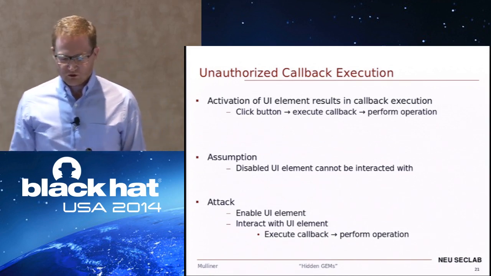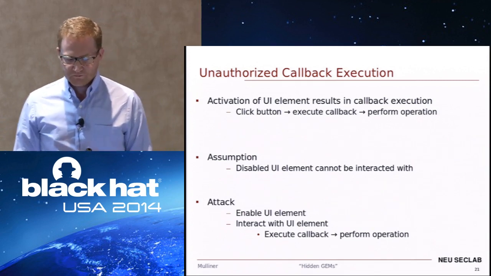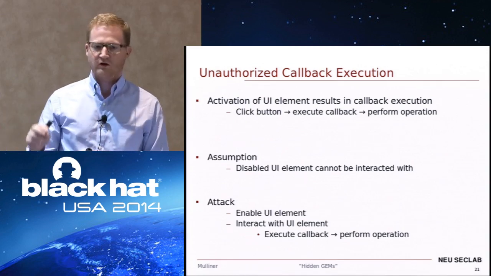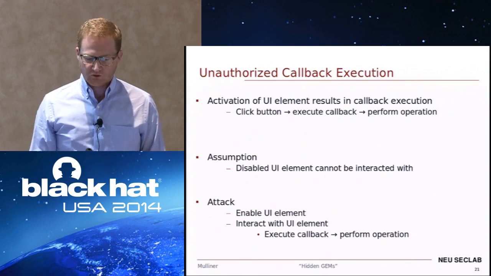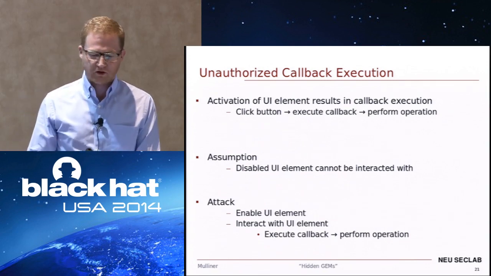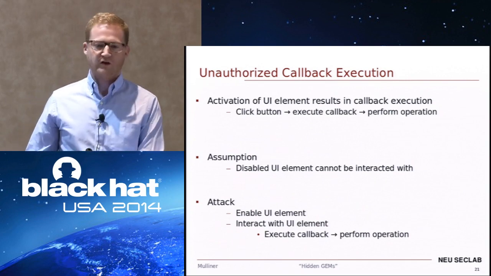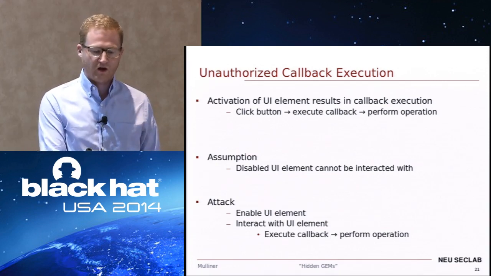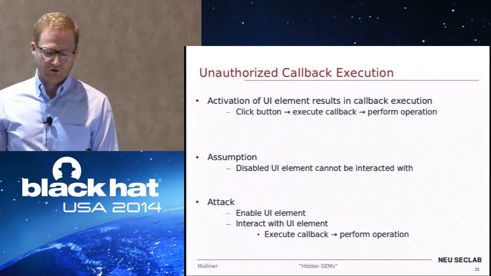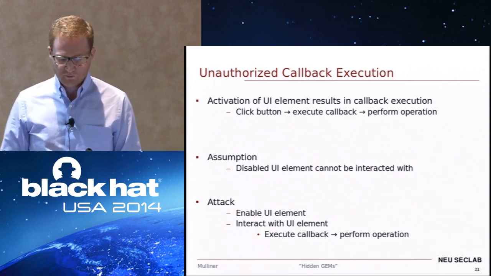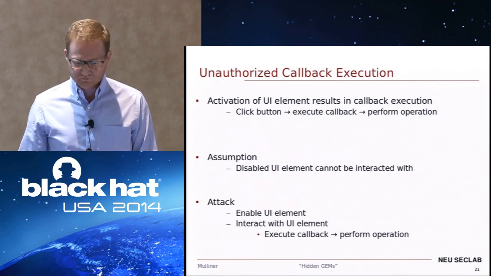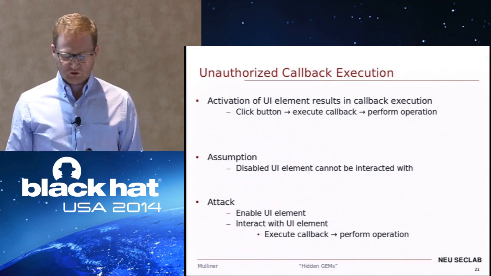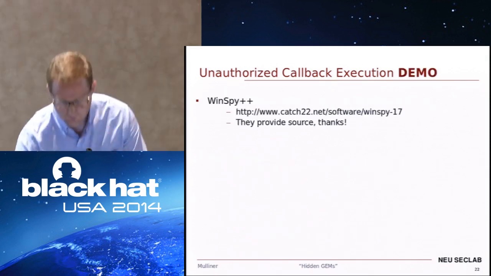When you look at the first one, unauthorized callback execution, normally how UIs work, you have some UI element, and if you activate it by clicking on it, focusing it, or pressing enter, the activation executes a callback that then performs some operation within the application. Developers assume that if they disable that element, the user cannot interact with it and cannot make that code execute. The attack would be to enable the UI element, then interact with it, and that's how you get to execute the callback and perform whatever operation you wanted.